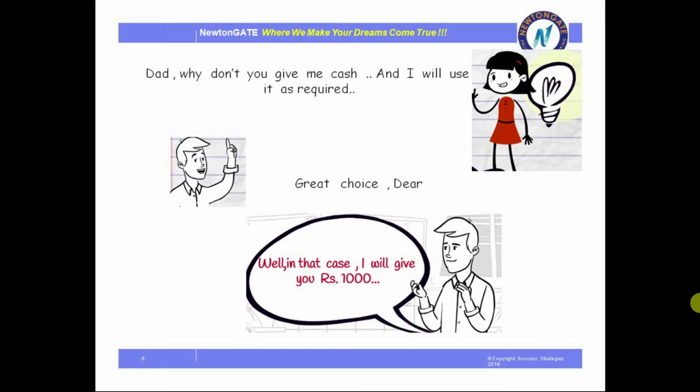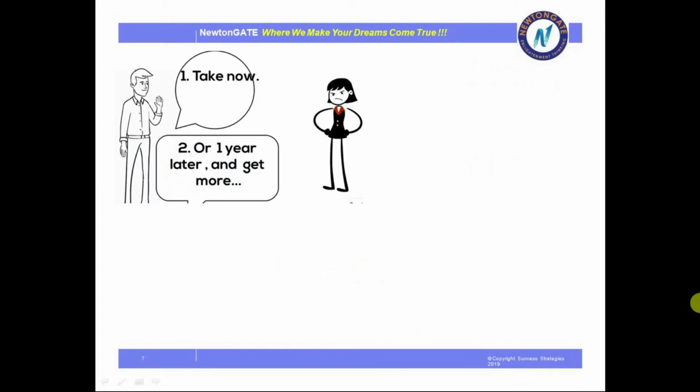But I have a condition. I will give you two options. You can select any one of them." What are the options? Let us see. Well, her father said, either you take rupees 1000 now, or you can take the same rupees 1000 1 year later, but get more from it. Seems Natasha is quite confused and angry. She just wanted the money, and now her father is giving her more options. What is she going to do?